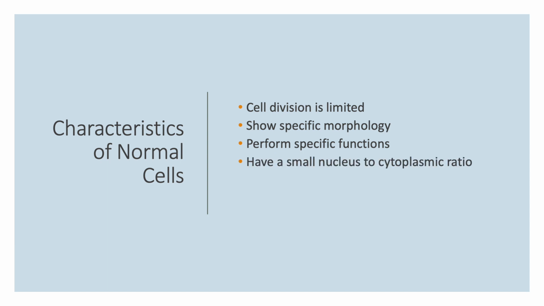When looking at the cell, they have a small nucleus to cytoplasmic ratio, so the nuclei are smaller than and there's more cytoplasm when compared to a cancer cell. They also adhere tightly together. Most cells will secrete proteins, and those proteins will bind them tightly together. And lastly, these cells don't migrate. They don't go where they're not supposed to go.